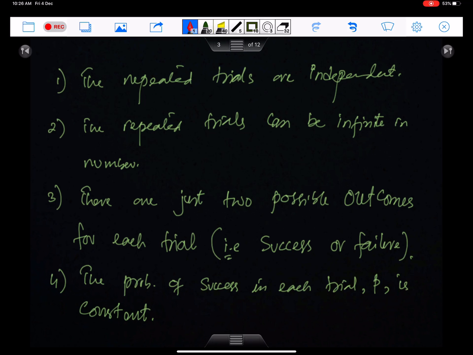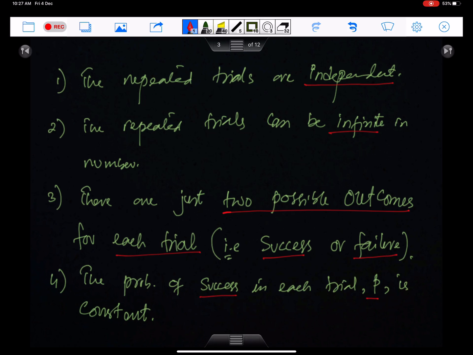Number 1, the repeated trials are independent. Number 2, the repeated trials can be infinite in number, meaning they are not fixed. Number 3, there are just two possible outcomes for each trial. For example, success or failure, win or lose, head or not head. Number 4, the probability of success in each trial is constant.